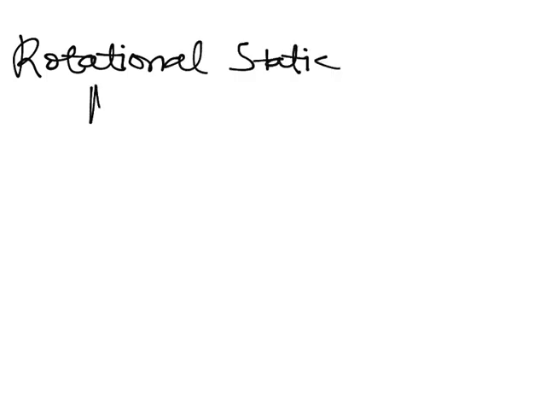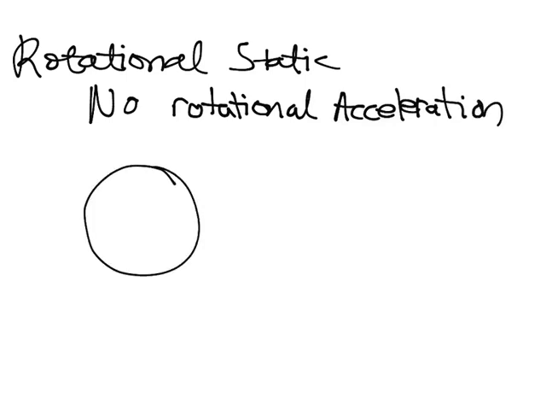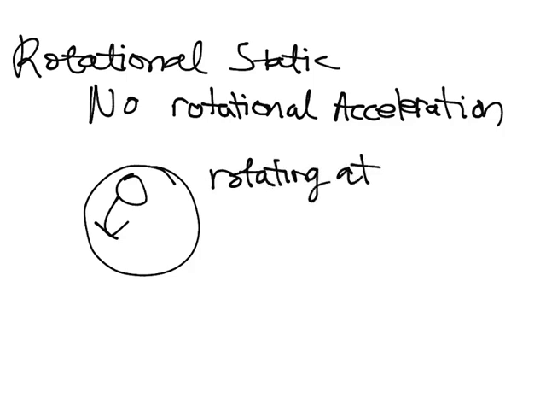So the main idea behind rotational statics is that there's really no rotational acceleration. Okay, so something could be moving around in a circle. It could be rotating at a constant rate, or just no rotation at all.